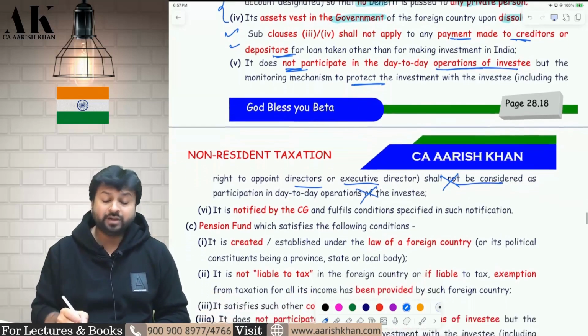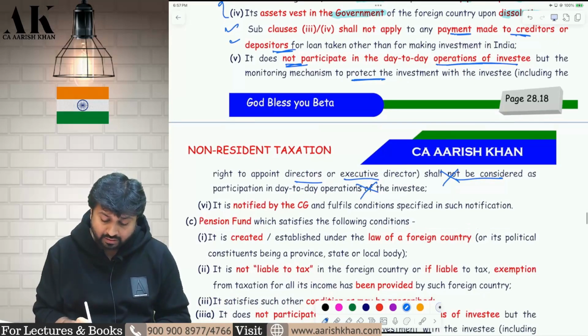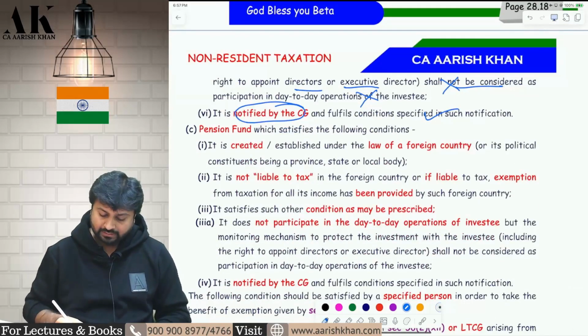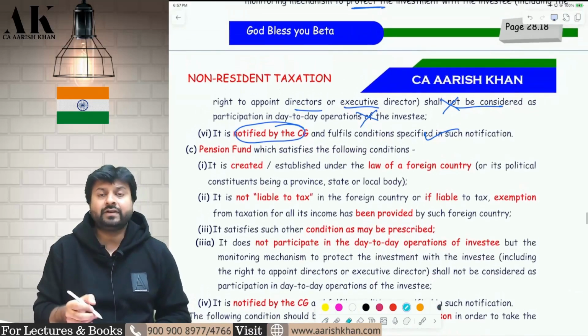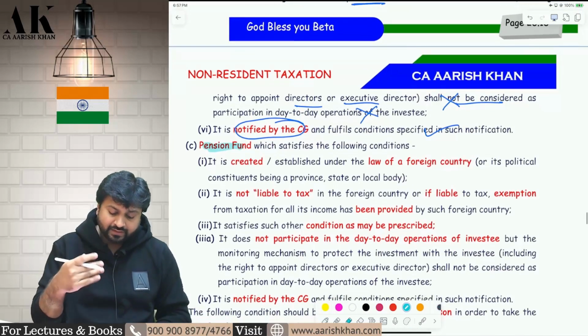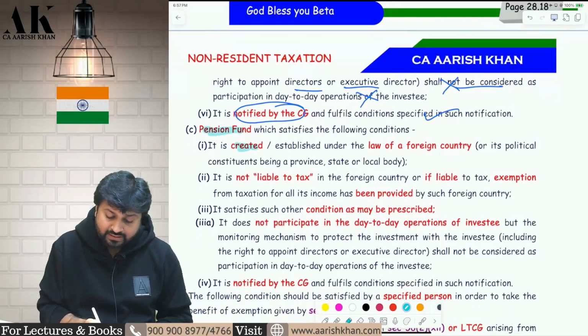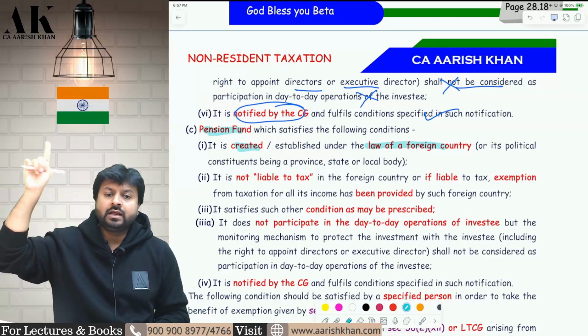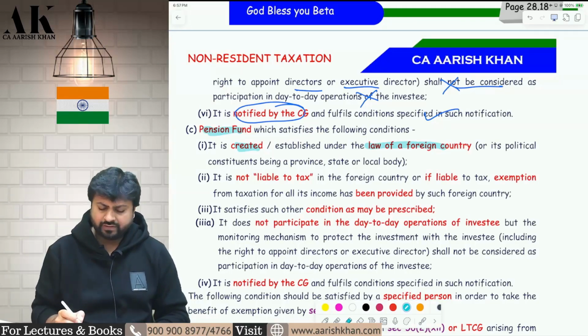Last but not least, that fund should be notified by the central government and it should fulfill such other conditions as notified by the government of India. Plus, who is the third category of specified person? Pension fund, and the pension fund has to fulfill 5 conditions. First of all, the pension fund is created under the law of a foreign country. The pension fund should be created where? Under the law of a foreign country, just like the sovereign wealth fund.